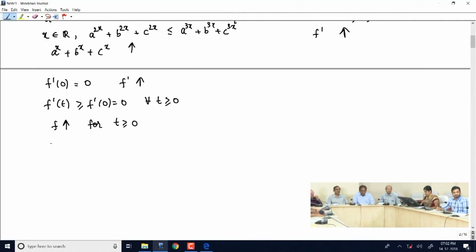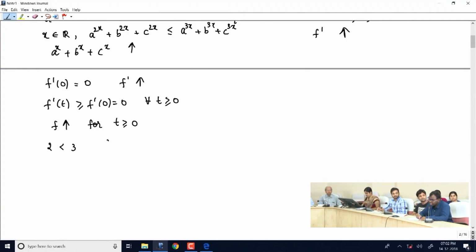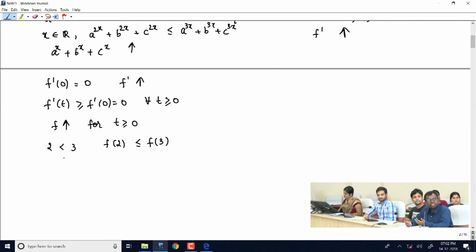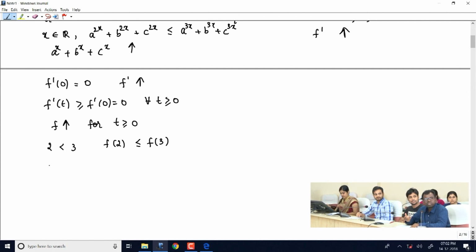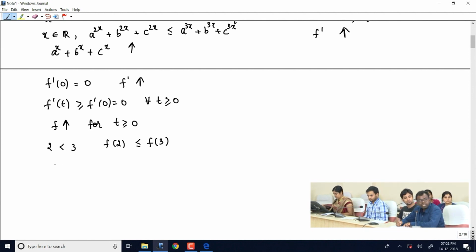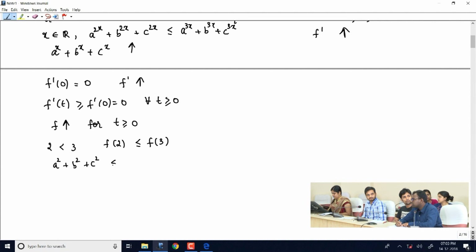Now I got it, because you can take 2 less than 3, f of 2 less than or equal to f of 3, because it is a monotonically increasing function for all t positive. So f of 2 is less than or equal to f of 3. From here you can see that f of 2 is nothing but a square plus b square plus c square, and f of 3 is nothing but a cube plus b cube plus c cube. So that is why a square plus b square plus c square is less than or equal to a cube plus b cube plus c cube. Now our problem is over.